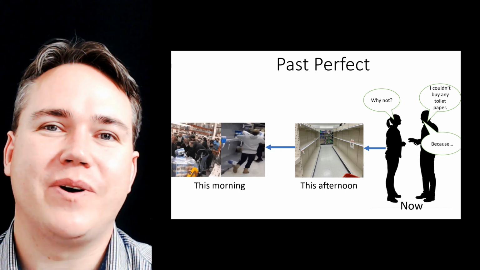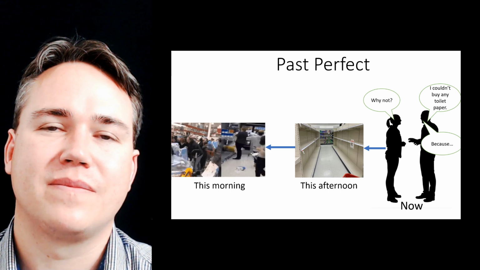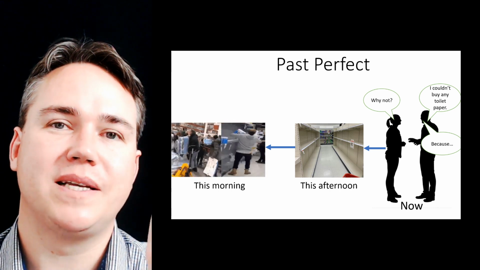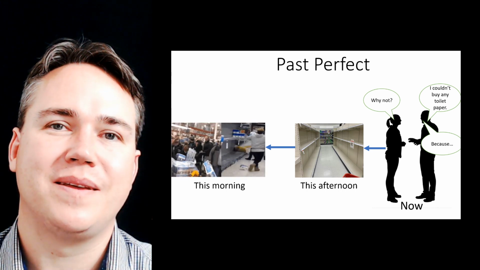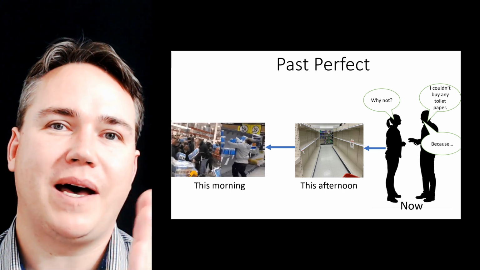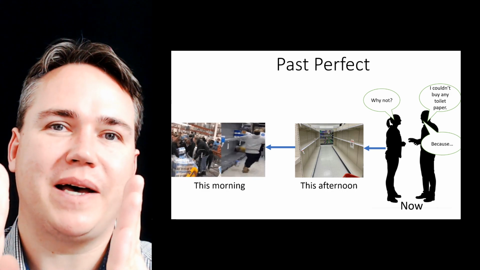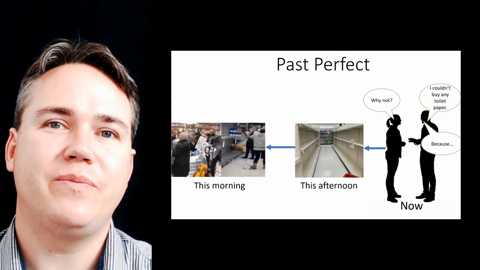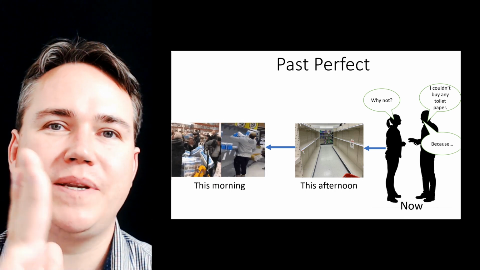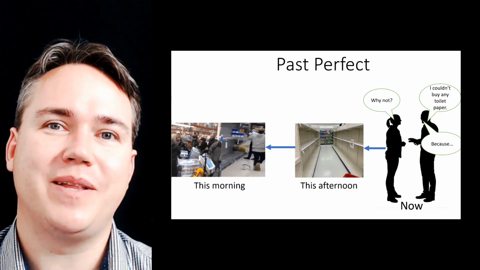Okay, so let's move on. This one's even more difficult. This is the past perfect. So the present perfect talks about an action or event in the past and the result now. The past perfect talks about an action in the past and the result in the past as well. And in this case, we normally go backwards. So something happened in the past, but why did that happen? Because something had happened earlier.